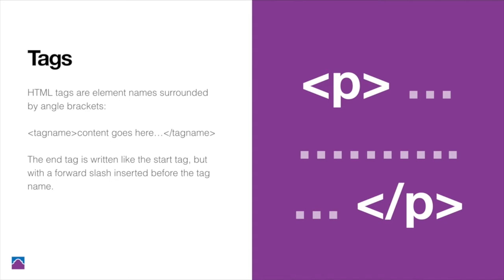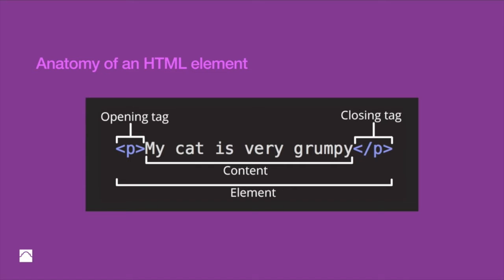HTML tags are element names surrounded by angle brackets. So you have the angle bracket and then the tag name, you close it, and then the content goes within it, and then you close it. The end tag is written like the start tag, but with a / inserted before the tag name. So it's exactly how it's structured: you have that open tag, content, and then closing tag. And this whole thing creates what they call an HTML element.